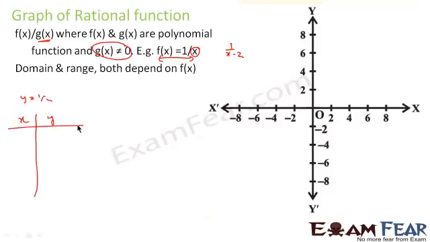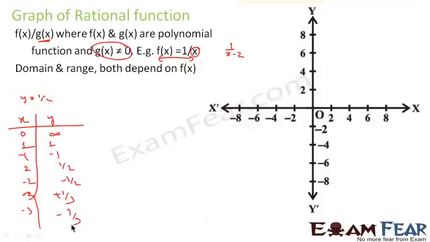So you say x is equal to 0, y becomes infinite, 1 by 0. You give x equal to 1, y becomes 1. X equal to minus 1, y becomes minus 1. X equal to 2, y becomes 1 by 2. X equal to minus 2, y becomes minus 1 by 2. X equal to 3, y is equal to 1 by 3. X equal to minus 3, y becomes minus 1 by 3.